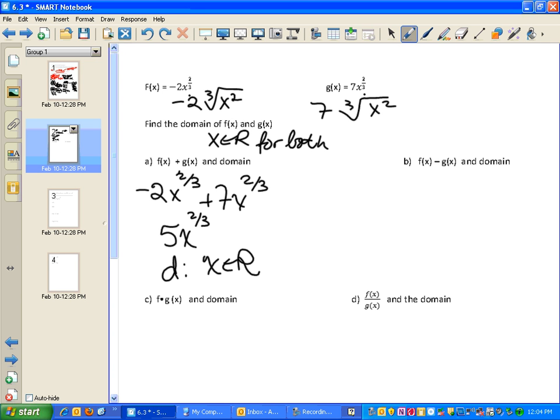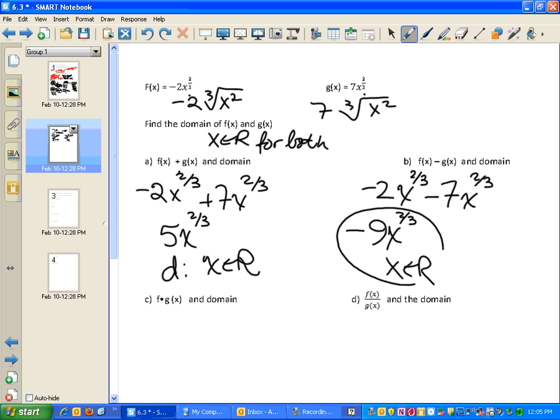What am I doing with my next two? Which one goes first? Negative 2x to the minus 7x to the. When you're doing this, does it matter whether you have it in the 2/3 or the cubic root? But you might want to try getting used to doing it in fractional exponent form. Negative 9x to the. Okay. Do I have a square root? Do I have a denominator? What's my domain? X is an element of the reals. Okay, good. What am I doing with these two functions?